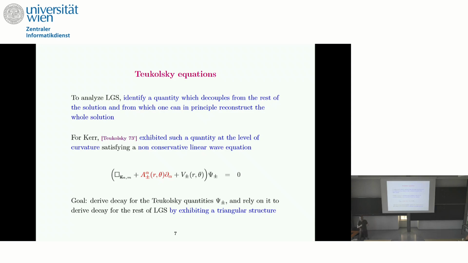That is part of the difficulty of the problem, at least if you follow the techniques I'm going to explain, which are based on the energy method, where you really want to have a Lagrangian and a corresponding energy. Okay, but let me forget about this problem for now, and let me just say that the goal from here is pretty clear. You want to derive decay for the Teukolsky quantities based on these Teukolsky wave equations, and then you want to rely on it to derive decay for the rest of the system, provided you are able, indeed, to find a complete lower triangular form for your system.